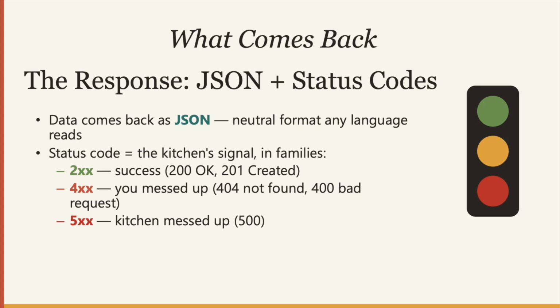You have the 200s, which mean green light, so success, like 200 OK. 400s mean yellow light, a client error, meaning you messed up the request, like a 404 not found. And 500s, meaning red light, a server error, meaning the kitchen itself broke down. One quick glance at the code tells the front end exactly what to do next.